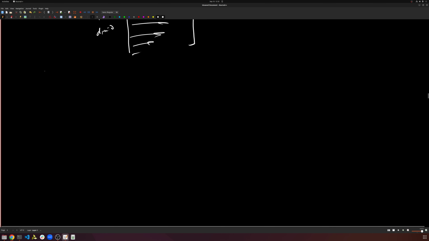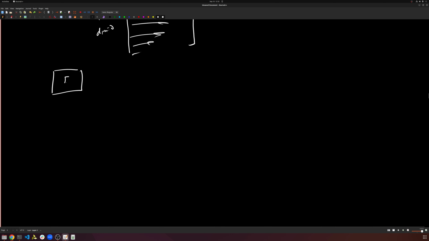Let's pretend we're passing a picture of a 5 to a neural network. And this is going to have 10 outputs.